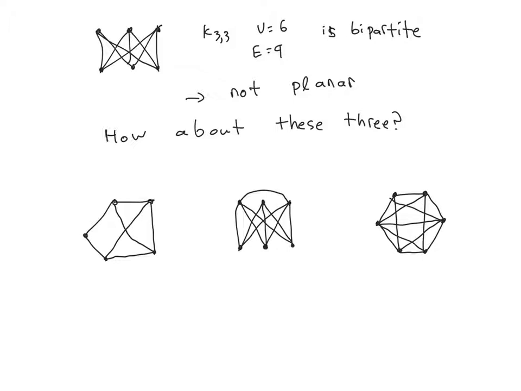So as I already noted, K33 is not planar because it's bipartite, and so our bound doesn't work. But what about these other three graphs? Are these planar graphs? Yes or no? If you think it's planar, you just have to move the vertices around and the edges around. And so this graph, this isn't a plane drawing because of this intersection.